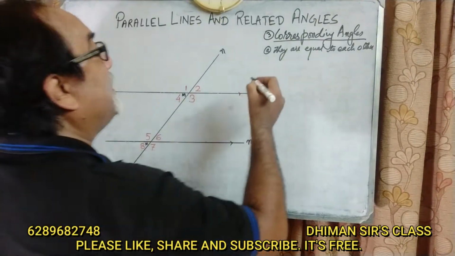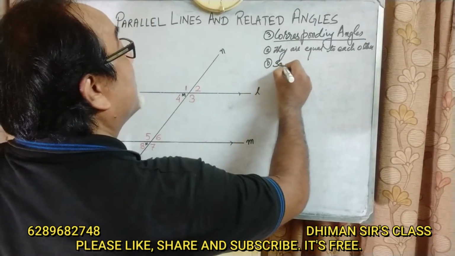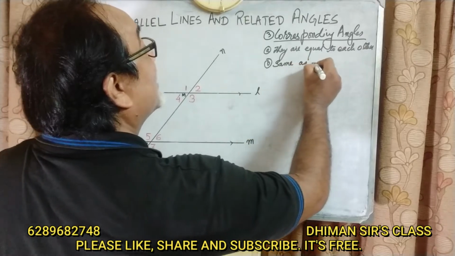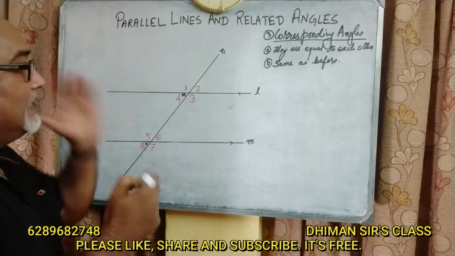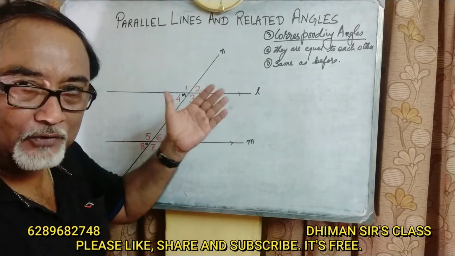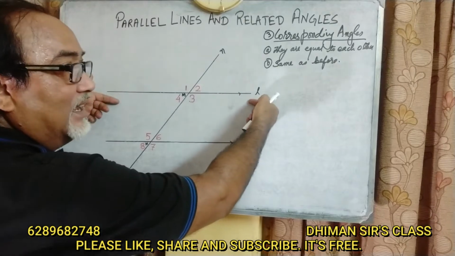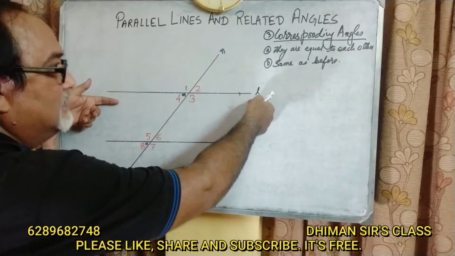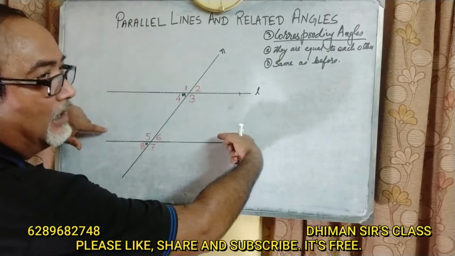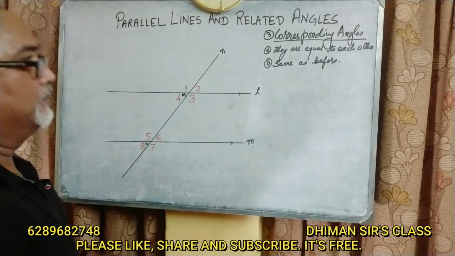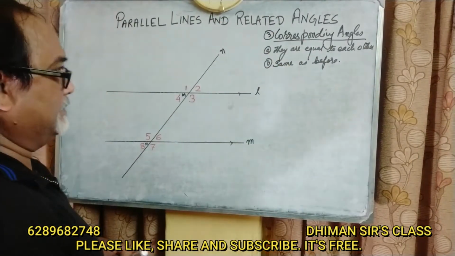Now B, same as before. It means if one angle out of the pair of angles contains this line out of the parallel lines, the other angle will contain this line of the parallel lines. Therefore, same as before. So A is the same as before, B is also the same as before.